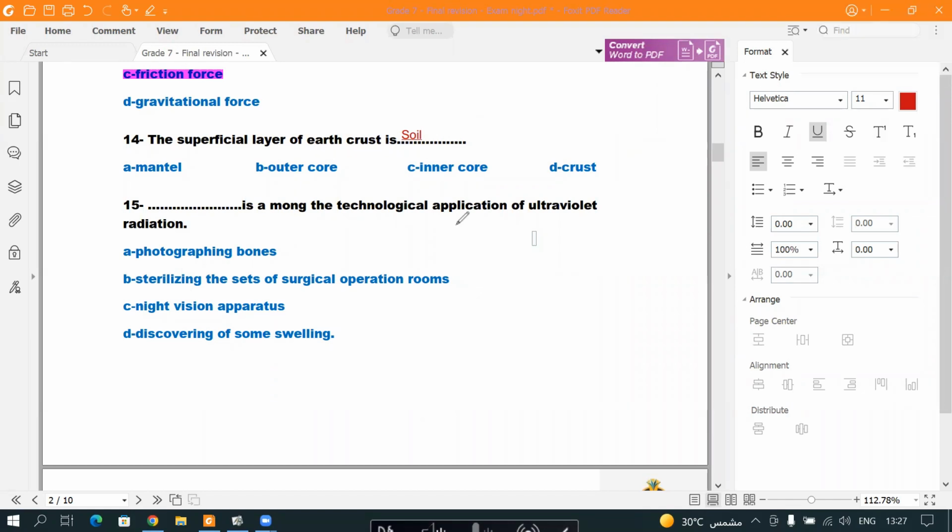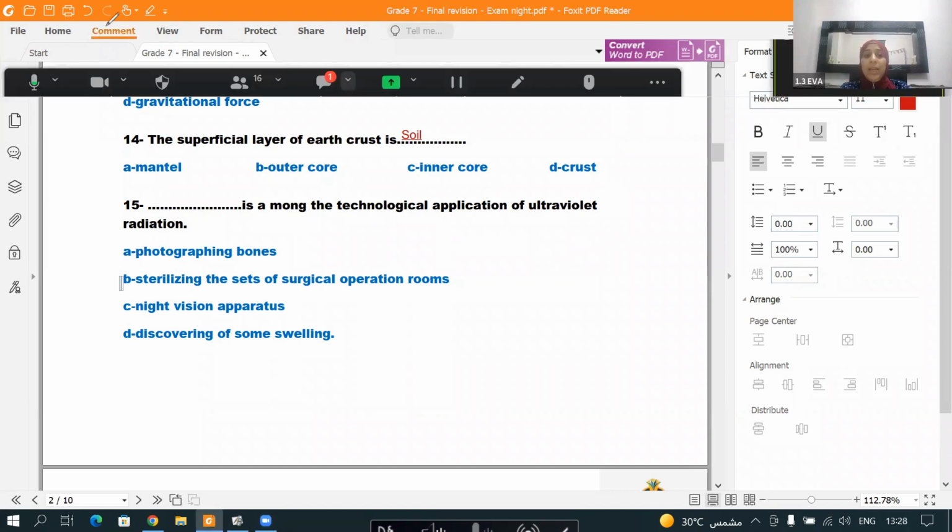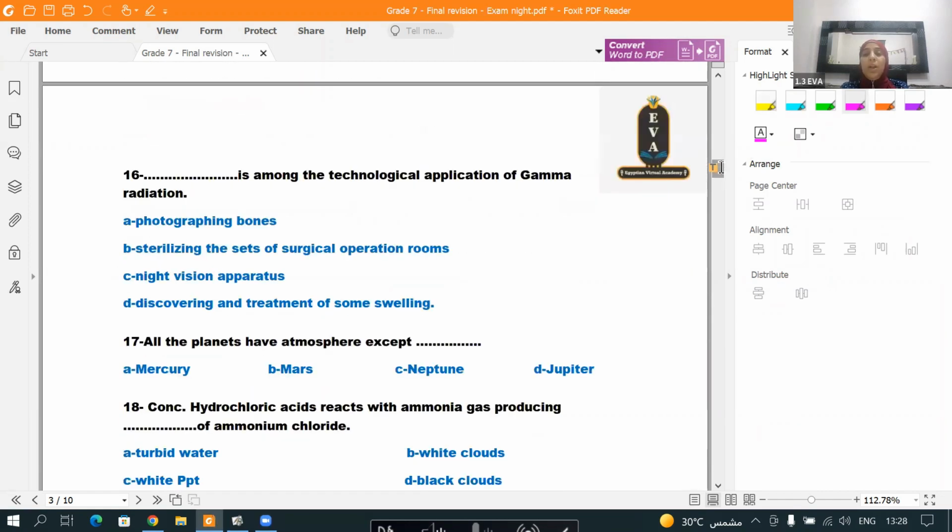Among the technological applications of ultraviolet radiation, sterilizing the set of surgical operation rooms. Yes, sterilizing the set of surgical operation rooms. We have different electromagnetic waves, guys, and each one of them has a specific technological application. For the ultraviolet, it's very important for sterilizing the operation room. The ultraviolet, the X-ray, and the gamma rays, most of them are used for medical purposes.